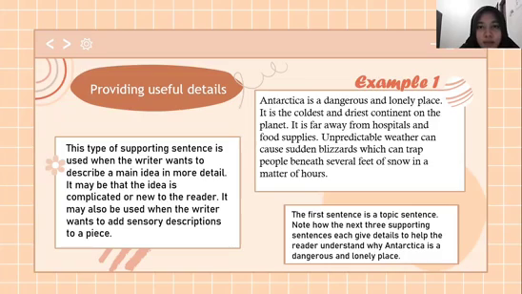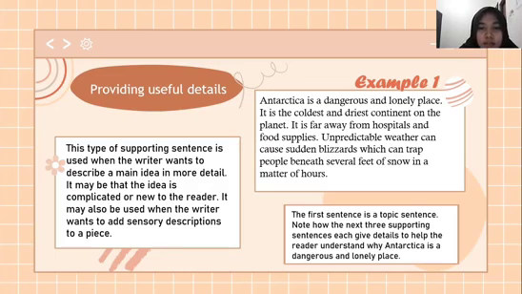For example number 1, Antarctica is a dangerous and lonely place. It is the coldest and driest continent on the planet. It is far away from hospitals and food supplies. Unpredictable weather can cause sudden blizzards, which can trap people beneath several feet of snow in a matter of hours.